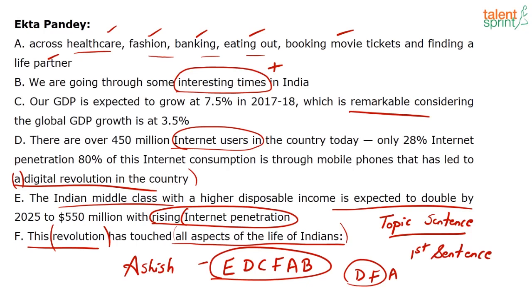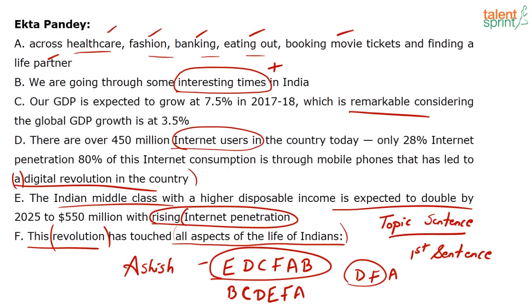So let me look at somebody else's sequence. Okay, I'm going to take Nilesh's: B, C, E, D, F, A. Okay, so this is Nilesh's. So let's look at if this is right or not. So the topic: we're going through some interesting times in India. What are they? C and D are contributing. Okay, I'll go with that.